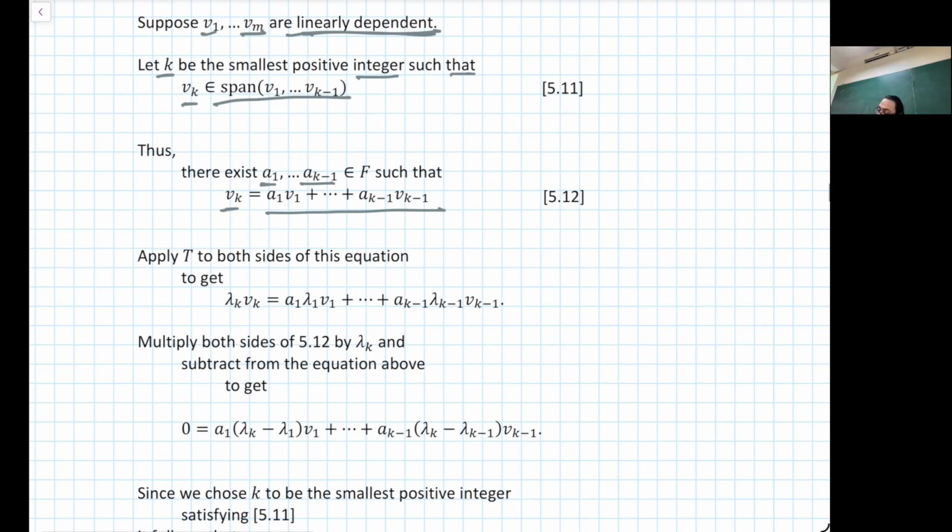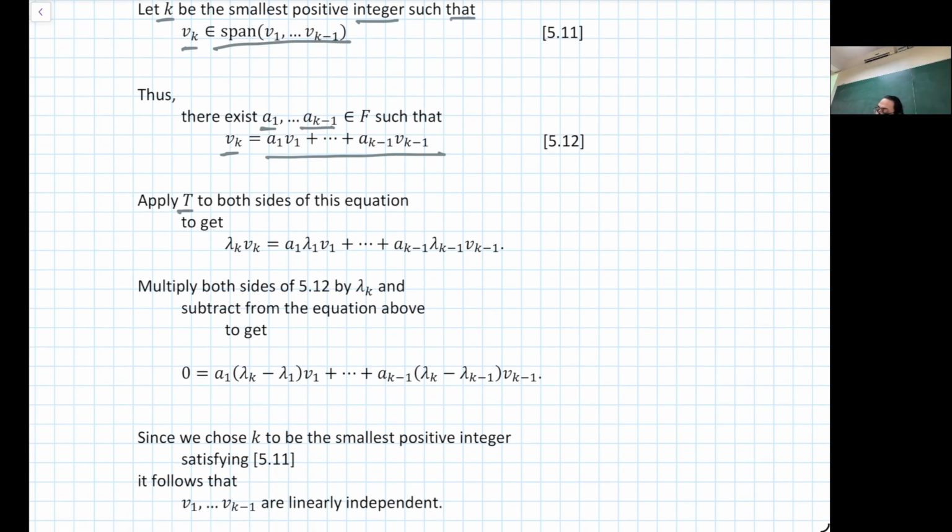Now we are going to apply T to both sides of this equation. If you apply it on the left and the right, what do we get? We know that T acting on vi is lambda i vi, because these are eigenvectors. Because they're eigenvectors, the action is just multiplication by the scalar eigenvalues. Is this step okay?